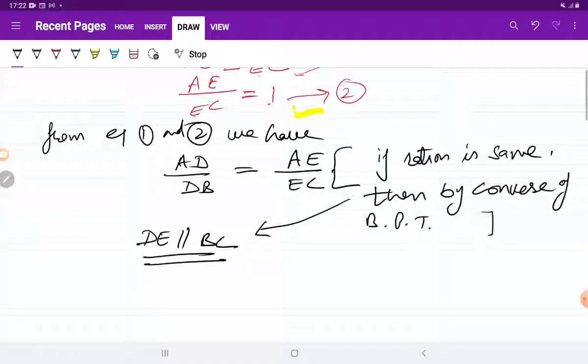Okay. So how did we come to this result? By using converse of BPT theorem. What is BPT? Basic proportionality theorem, or you can say Thales theorem. When the ratio is the same, the lines are parallel. By which theorem? Converse of basic proportionality theorem. So hence proved. This you have to prove.